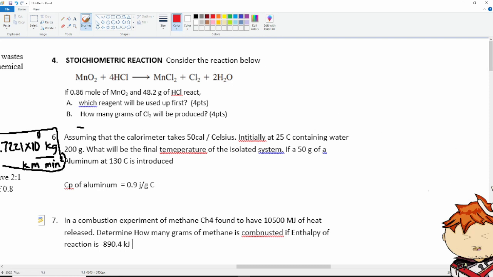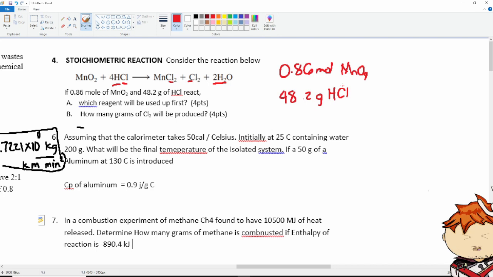Alright. Consider the reaction below: MnO2 plus 4HCl gives MnCl2 plus Cl2 plus 2H2O. It seems balanced: 4 H, 4 H; 4 chlorine, 2 chlorine, 2 chlorine. It seems balanced. If 0.86 mole of MnO2 and 48.2 grams of HCl react, which reagent will be used up first?